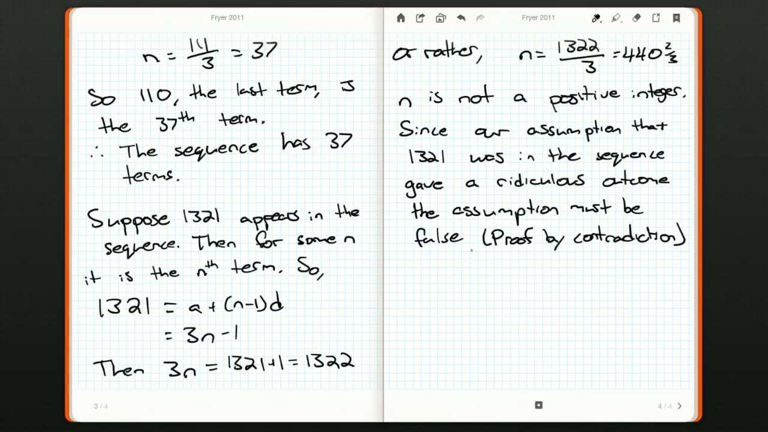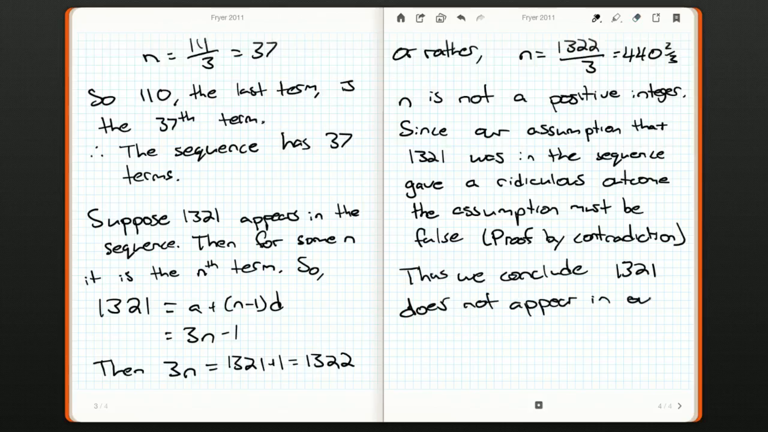So, since our assumption must be false, so that was our assumption that it appears in the sequence. We know that that's false, so the opposite must be true. 1321 does not appear in the sequence. Plenty of other sequences it might appear in, but it's certainly not this one.